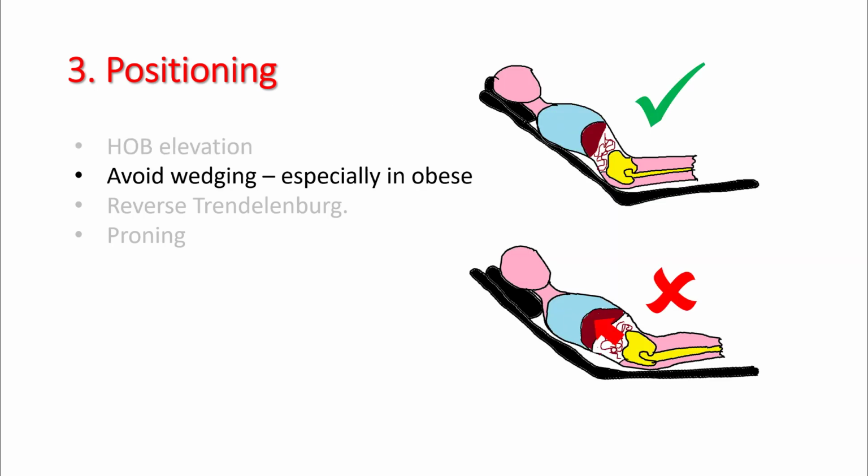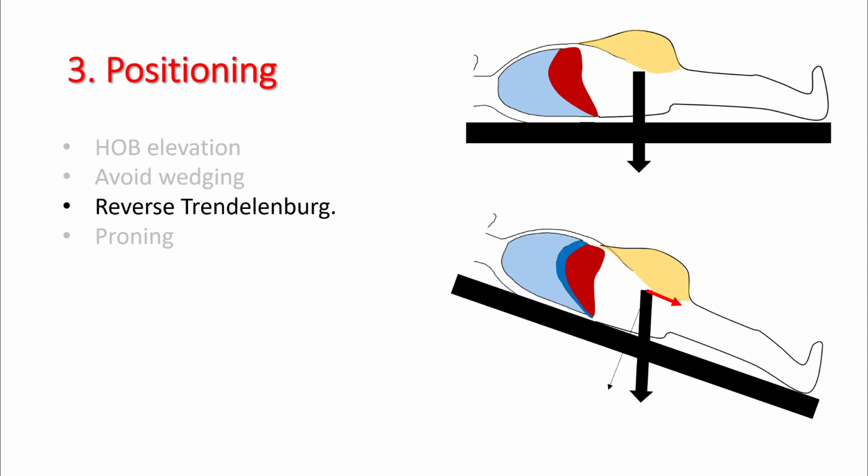Avoid wedging of the patient, especially in obese. A lot of times when the head of bed is elevated, the patients have slid down the bed and they are wedged in that angle, which compresses their abdominal contents and reduces their lung volumes. So try to pull them up so that they are in a more optimal position. In obese patients, I try to use a mild reverse Trendelenburg position so that the pressure of the belly doesn't press against the diaphragm, so as to prevent atelectasis and give a little bit more optimal position for the diaphragm.